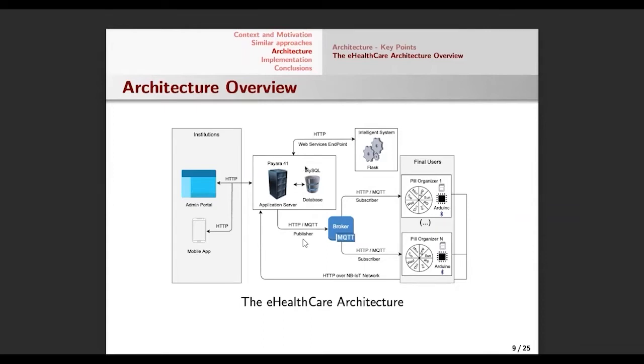More at the center, there are a web server and a database server, and both are responsible for connecting all components to their endpoints. In the center is also represented the intelligent system that will give the probability of a new user being non-adherent. And lastly, the broker that will communicate with the organizers. On the right in the picture are the organizers, which will be described on a later slide.